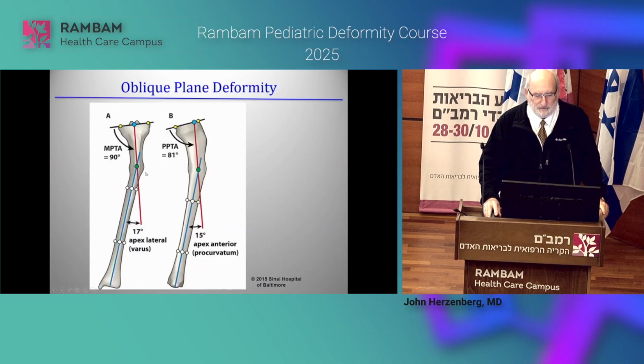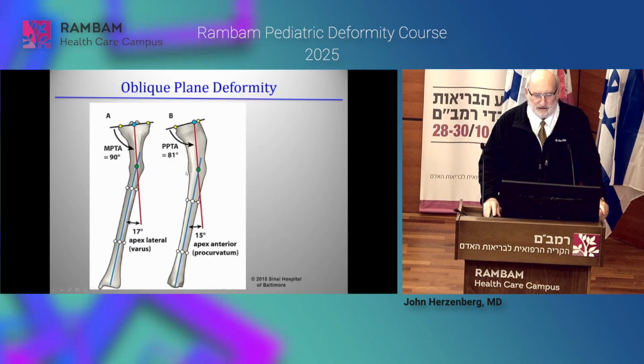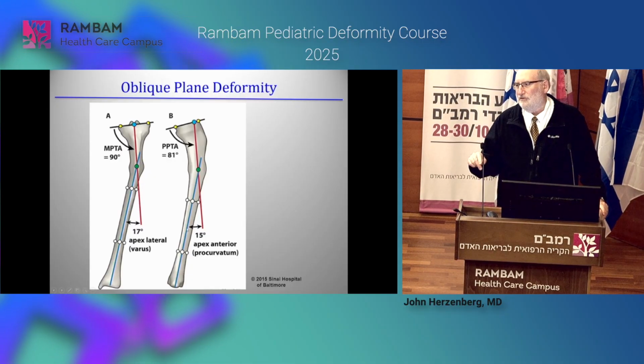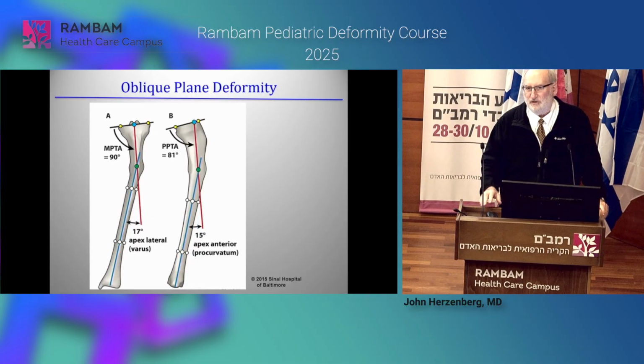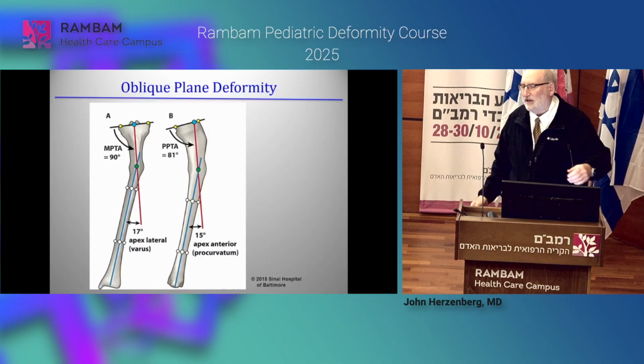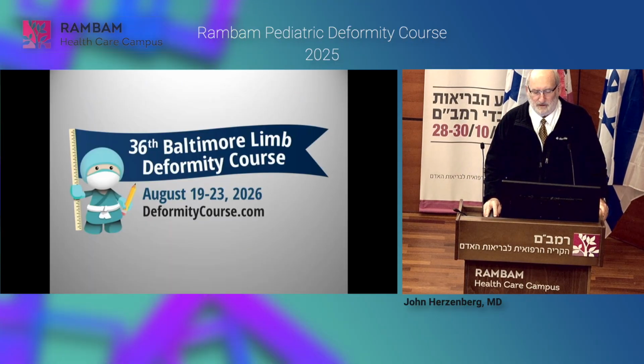So this is the oblique plane deformity when you have AP and lateral deformities in the same bone. It doesn't mean you have two separate deformities. It typically means you have a single deformity that's in a non-anatomic plane. It's not in the AP plane. It's not in the lateral plane. It's somewhere in between.